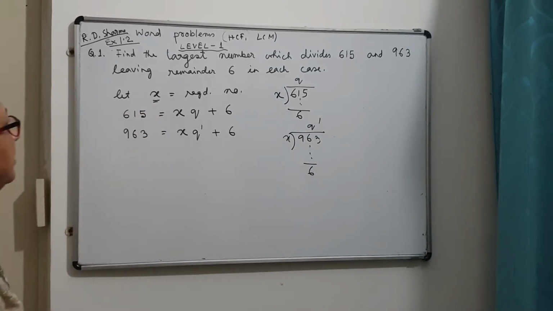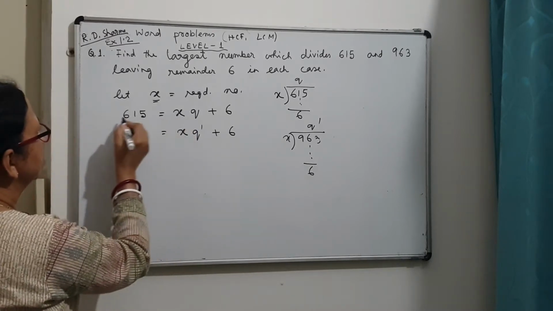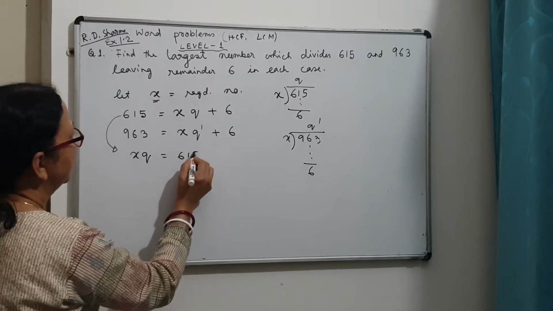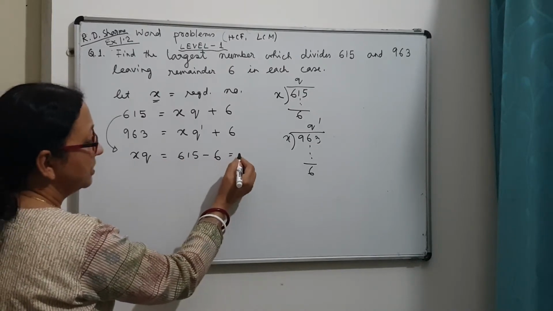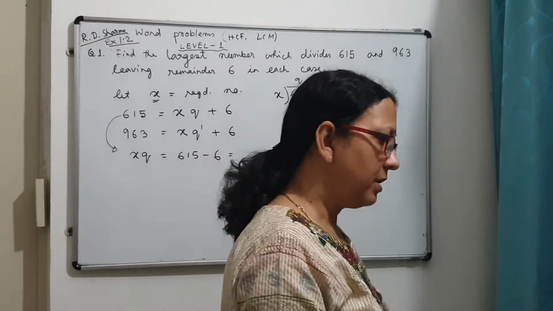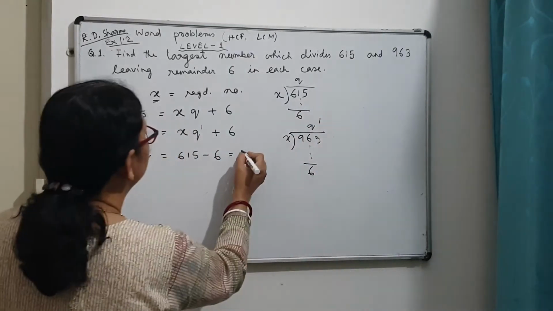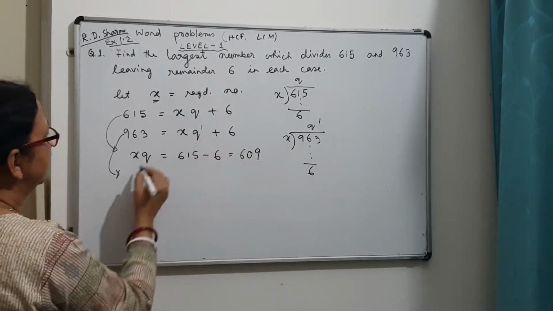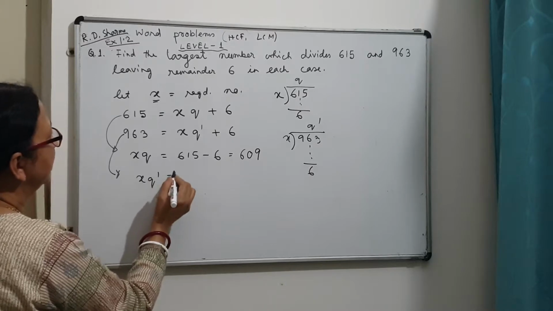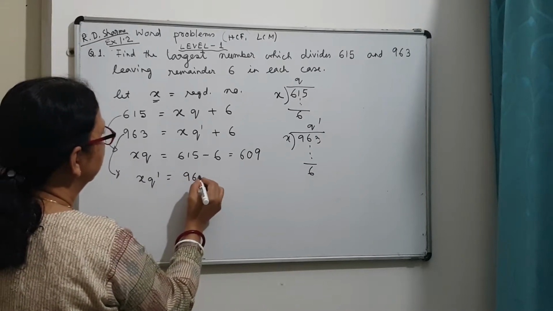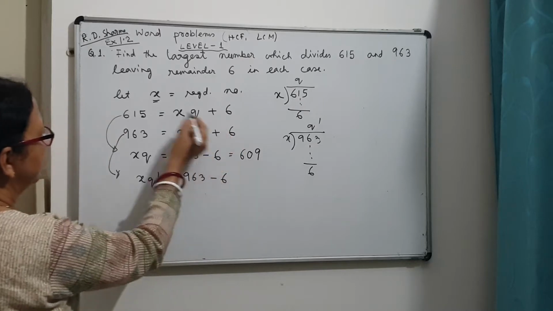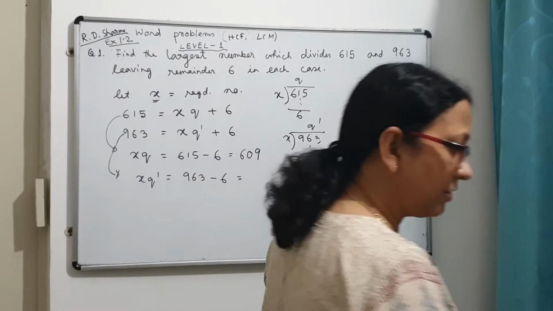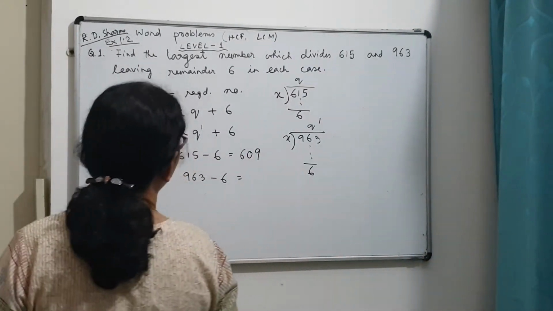So you see one thing, from this, what is xq? xq is 615 minus 6. How much is it? 609. And from this, what is xq dash? x into q dash is 963 minus 6, with 6 transposed to the other side. And how much is it? 963 minus 6 is 957.